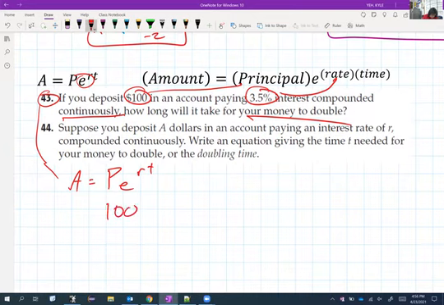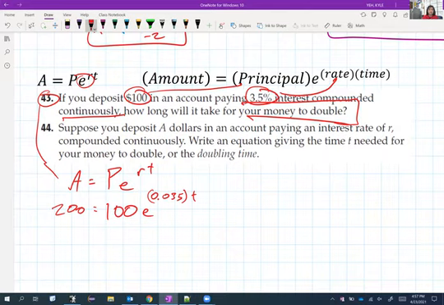I know the principal is 100. 3.5% is my rate, so I'm going to write that as 0.035. It says how long will it take, so I know I'm solving for t, but what is my amount? Well, they don't have a dollar sign by it, but they do tell us. They say we're waiting for our money to double. If we start with 100, doubling will have happened when we hit 200.